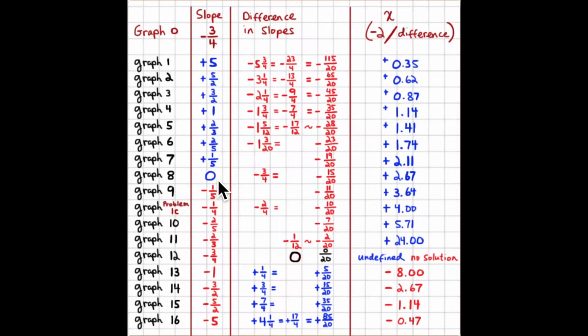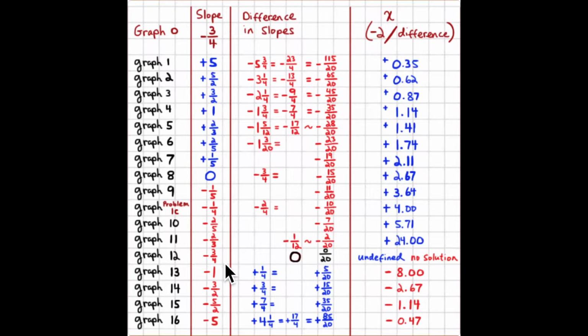The second part is as these lines go past the horizontal line, now the slope is negative, and the slope is increasing as a negative value. So these are getting larger in a negative direction. So the second part goes right up to here.